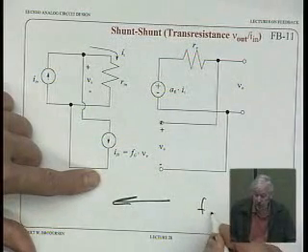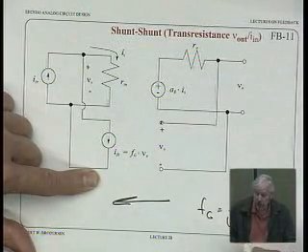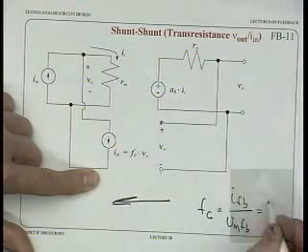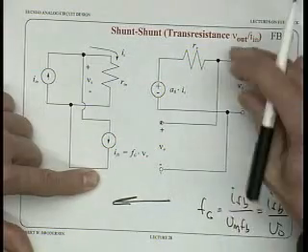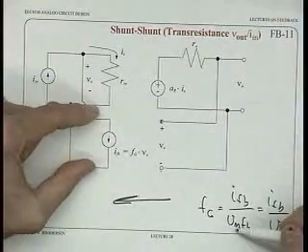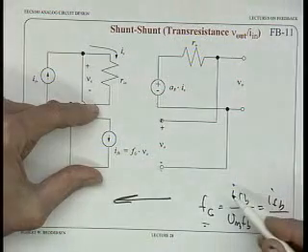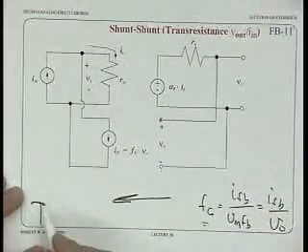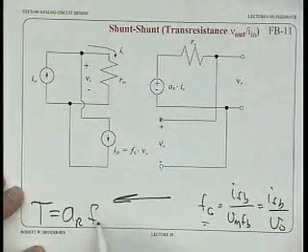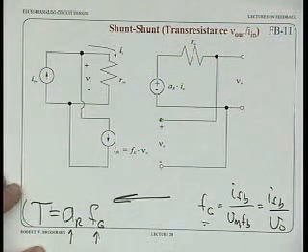So F sub G is equal to I feedback over V in feedback, but V in feedback equals V out. So this is the same as I feedback over V out of the closed loop circuit. So what is this? This is a conductance. So F sub G has units of conductance. So the loop gain, T, is A sub R times F sub G, units of resistance times units of conductance. So T, again, is unitless. So always make sure that T ends up unitless.